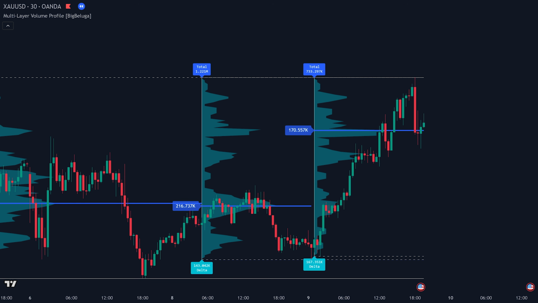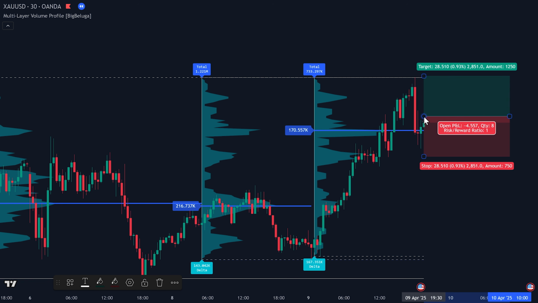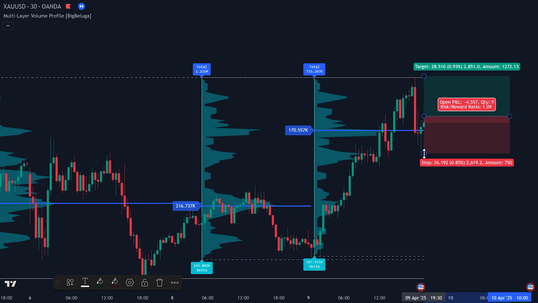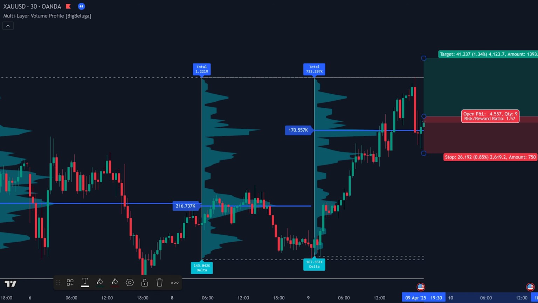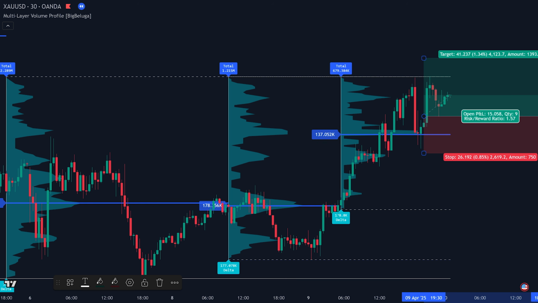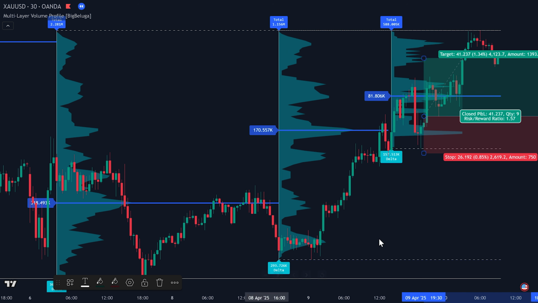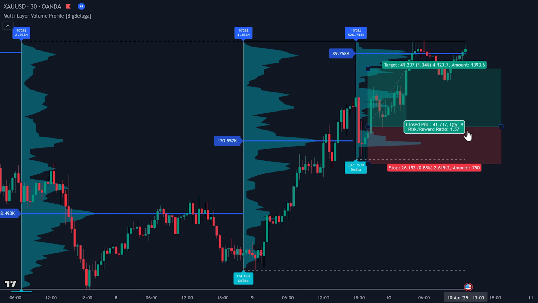We can enter a long trade after price retests that blue line and prints a bullish candle. Our stop loss goes just below the swing low to protect the trade. Then, set your take profit using a favorable risk-to-reward ratio. If price holds the point of control line and moves higher, the trade should quickly run into profit.